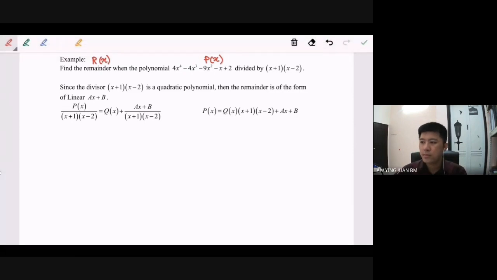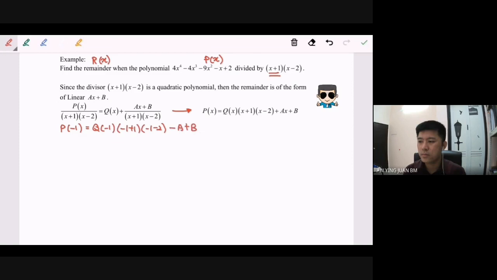So after I multiply both sides with the divisor, I will have another form of the formula, which is Px equals Qx multiplied with the divisor and the remainder, which is ax plus b. So now by referring to the situation, I'm going to substitute the value into the Px, which will be P negative 1. Where did I get the negative 1? It's from the divisor x plus 1. So P negative 1 equals Q negative 1, negative 1 plus 1, negative 1 minus 2, plus negative a plus b.